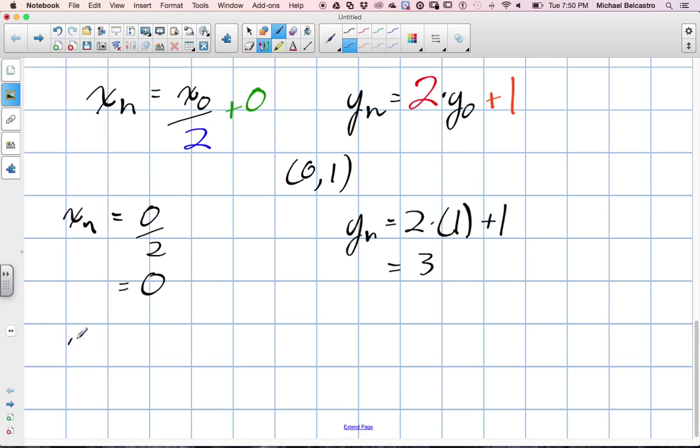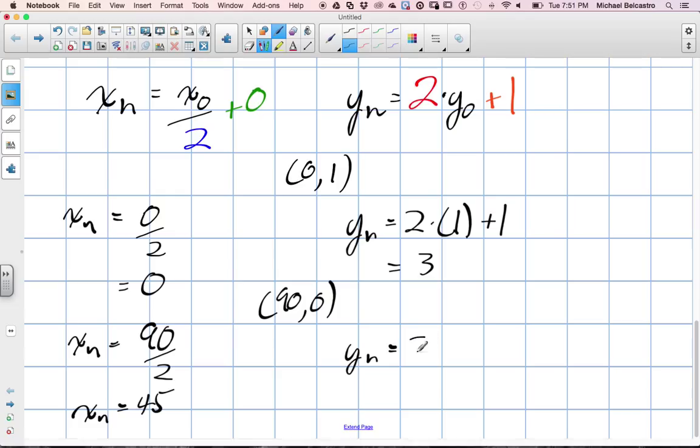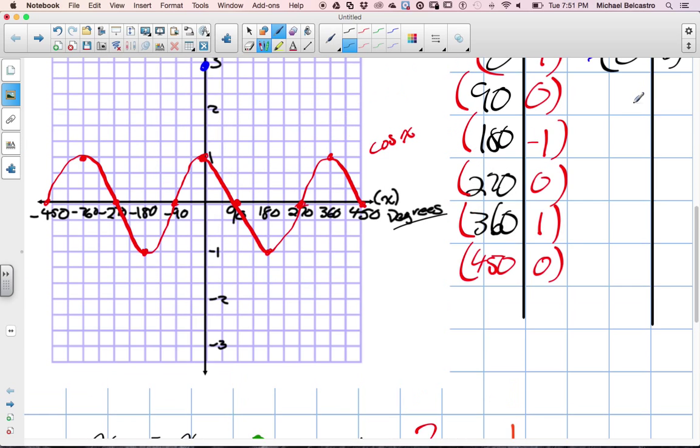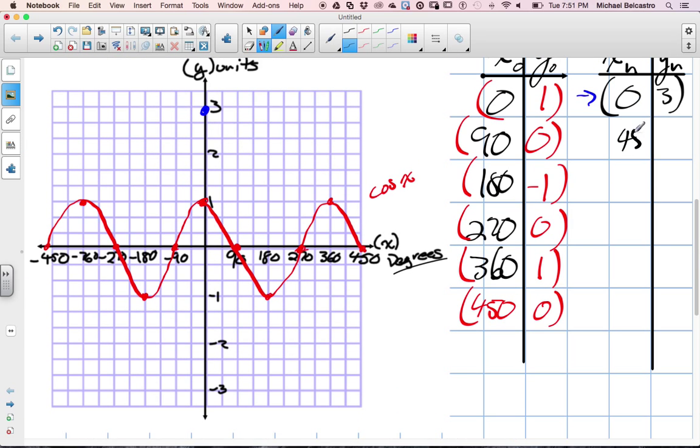The next one, our next old x was 90. Our old coordinate is 90, 0. Okay? So 90 divided by 2, x new is 45. And y new is equal to 2 times 0 plus 1. 2 times 0 is 0, plus 1 is 1. So our new coordinate is 45, 1. Okay? So that's a lot more condensed from where we were before. This is 90. That means halfway would be 45. And here is our 1 value.